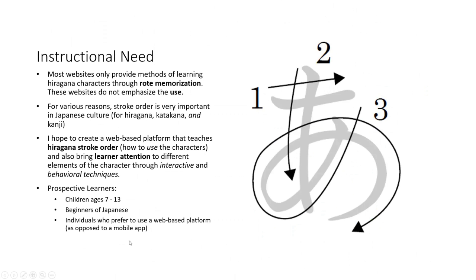My prospective learners are what set this platform apart from other websites that currently do interactive hiragana learning. I hope to target children with this website for a reason I'll explain later. They would be total beginners to Japanese, and these people would prefer to use the computer as opposed to a mobile app, as there are already a few of those.